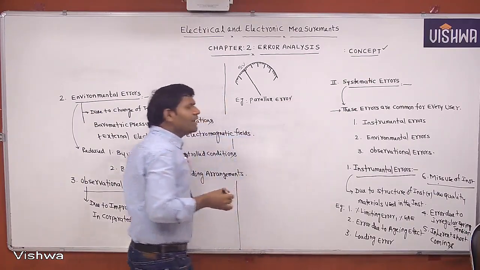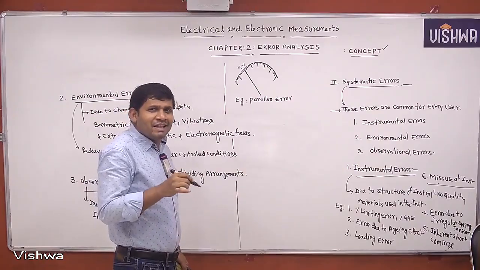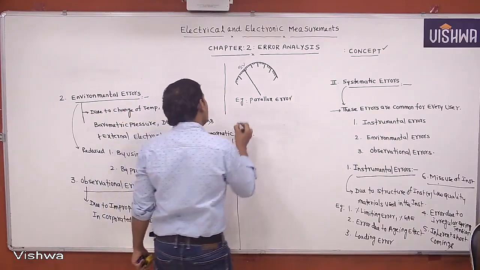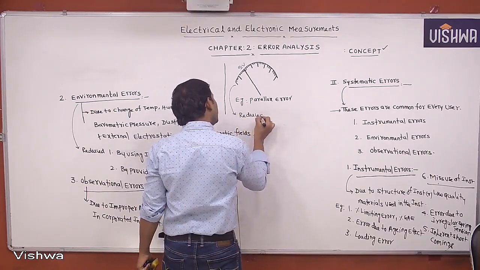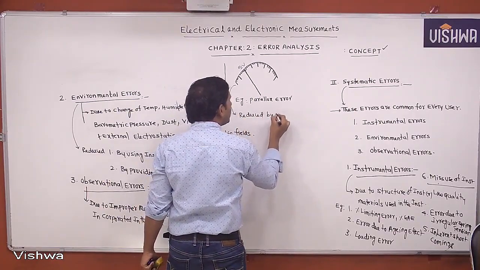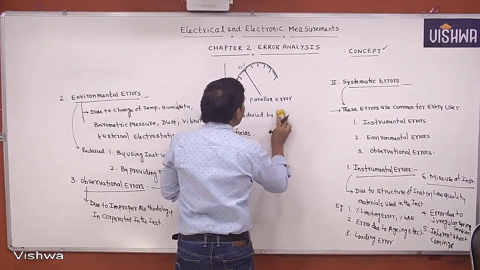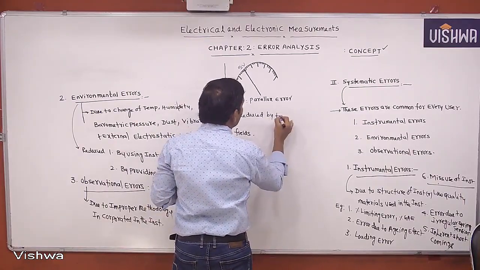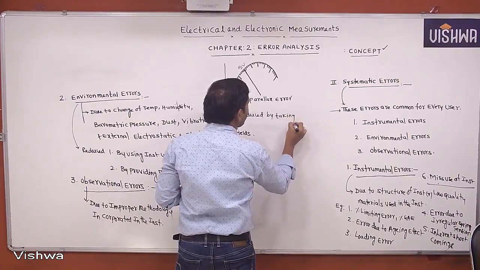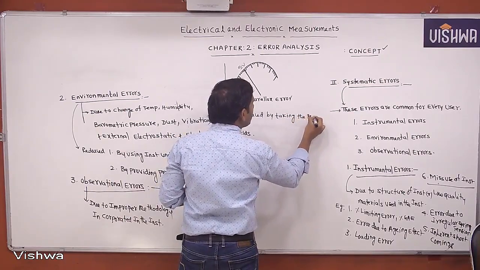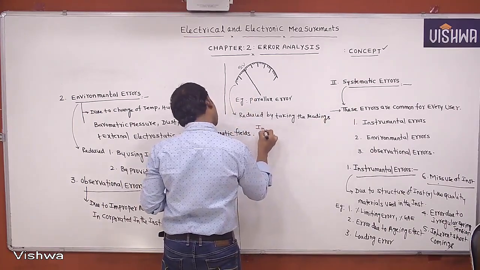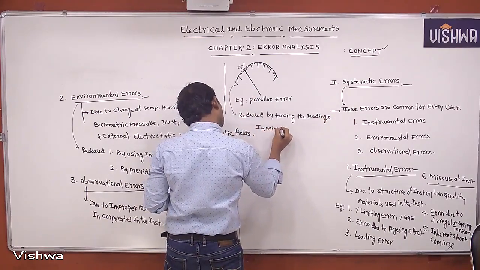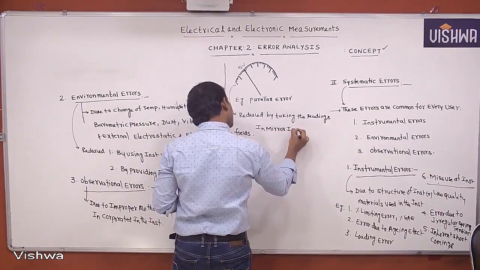These observational errors are reduced by taking the readings in mirror image. Observational errors are reduced by taking readings in mirror image. Okay, this is what exactly observational errors are.